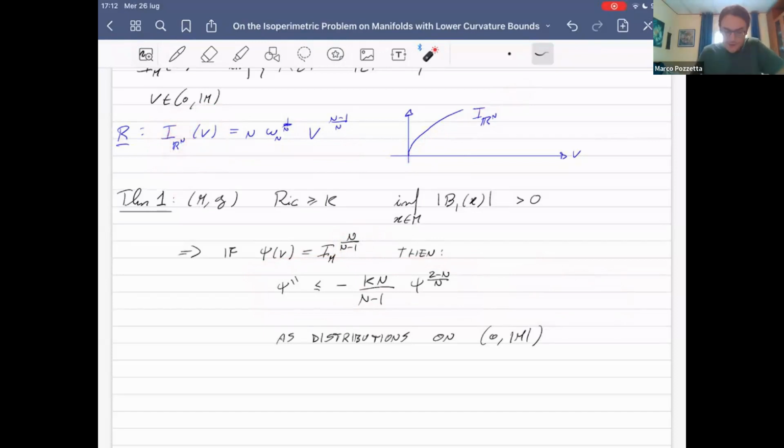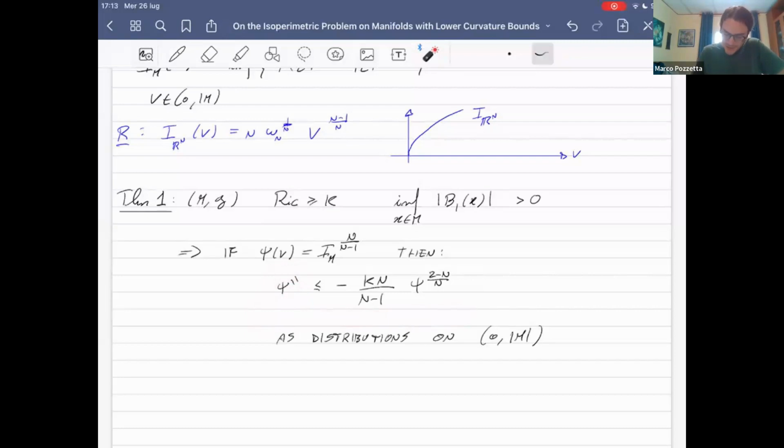Actually, analogously, if you require the Ricci to be positive or bounded by a negative constant, then again, you can see that the inequality is sharp if you compute it on the model with constant sectional curvature, so the correct sphere or the correct hyperbolic space. So in any case, it is telling me an upper bound on the second derivative. So in a sense, this isoperimetric profile has some concavity property.